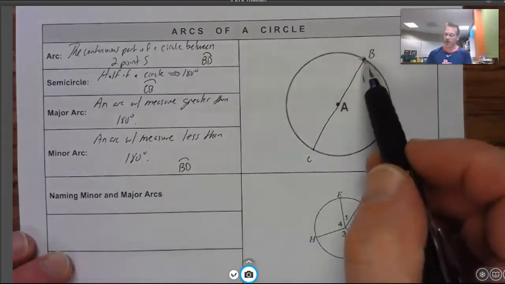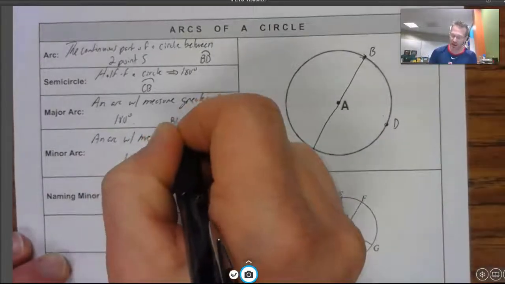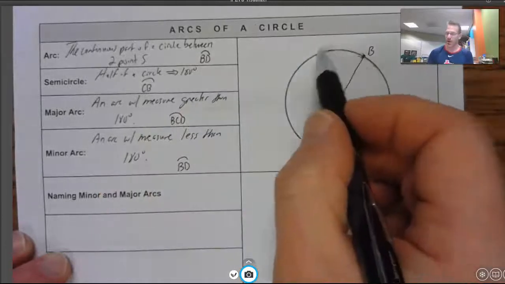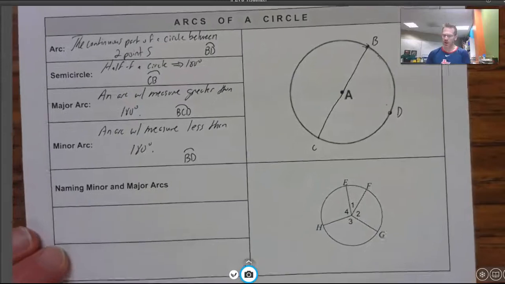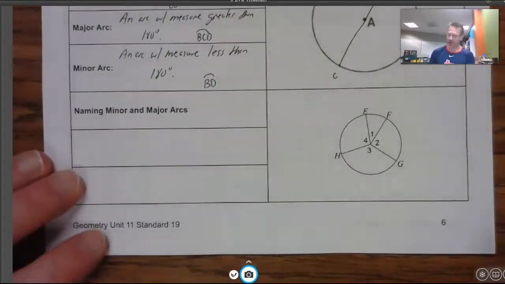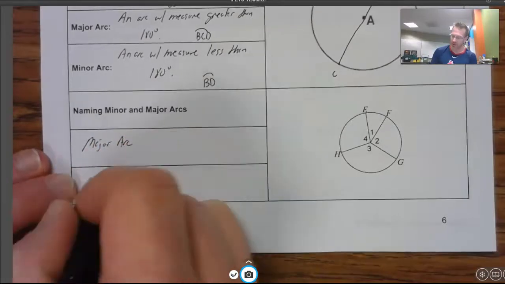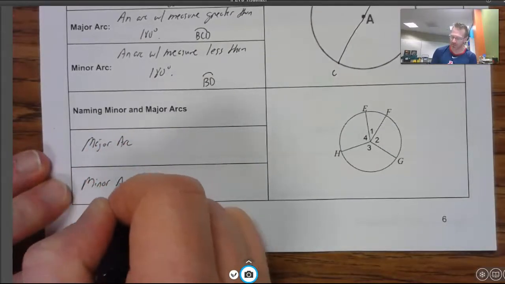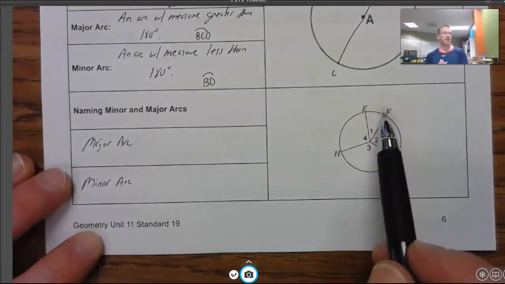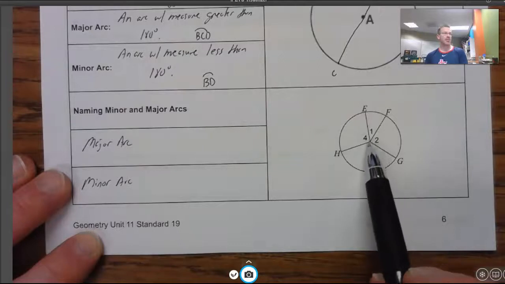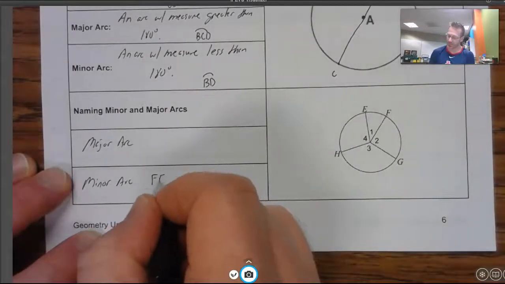Versus the major arc, if I wanted to go the long way, I put in a 3rd letter to signify that. So I would do like BCD. And that means I went all the way around here, and that would be my major arc. So we want 3 letters here, right? So once again, a major arc is more than 180 degrees, right? So if I imagine a diameter through F, then FE would be a minor arc, right?